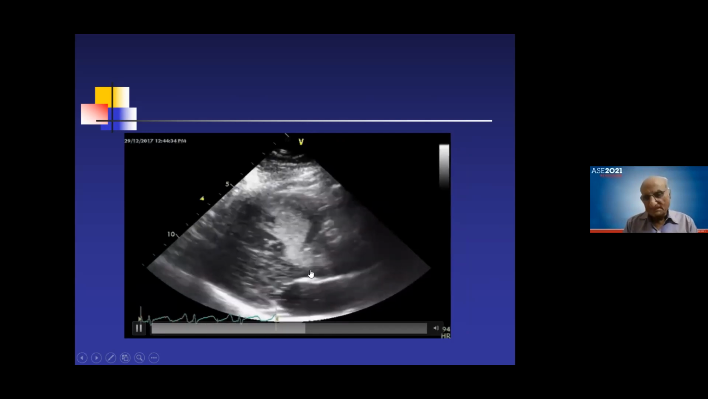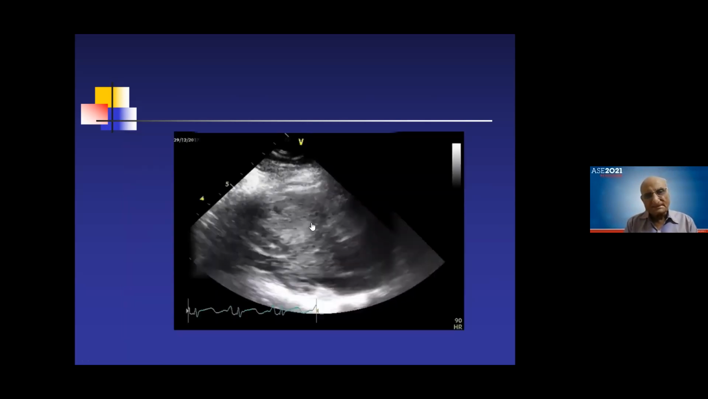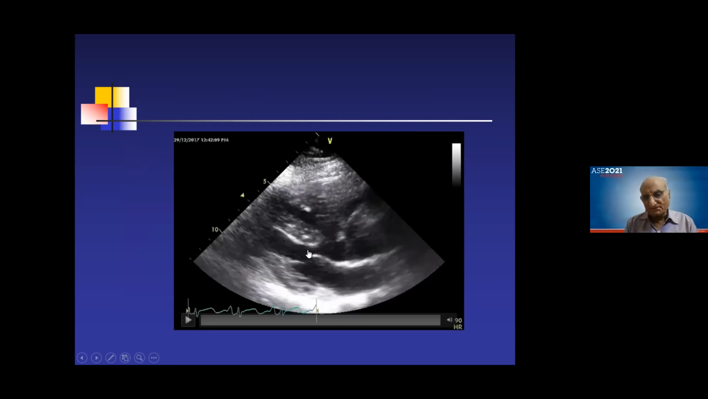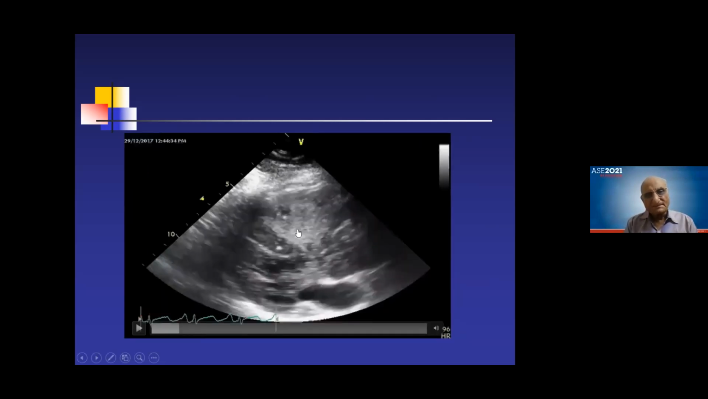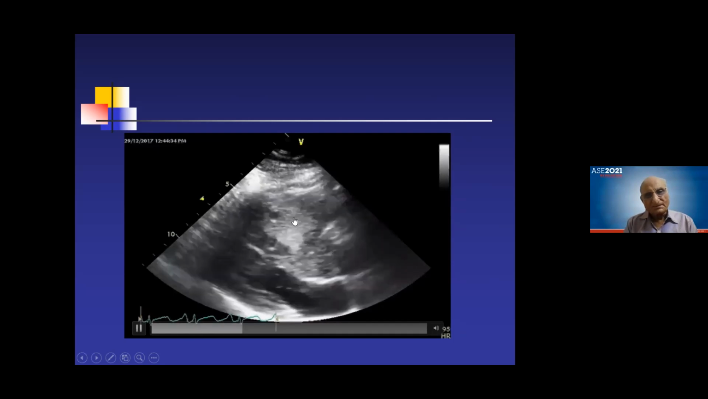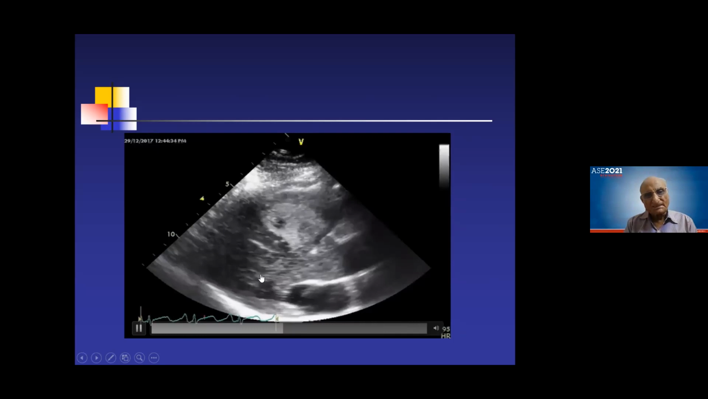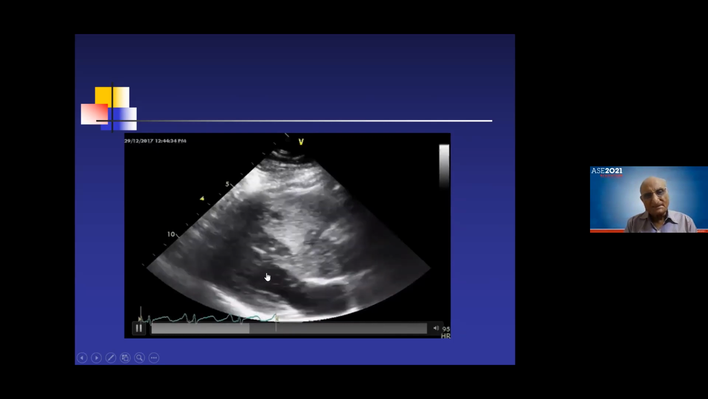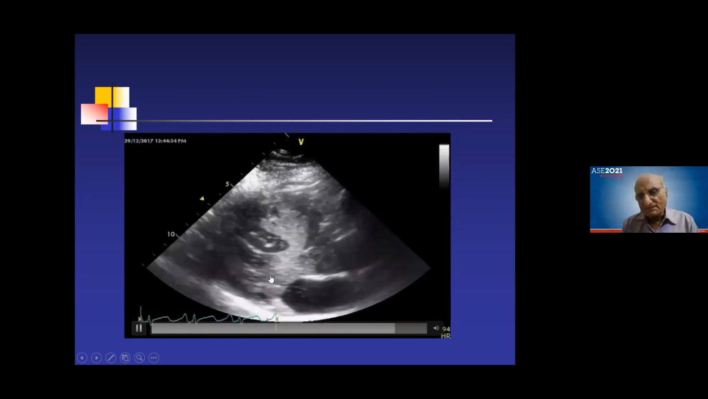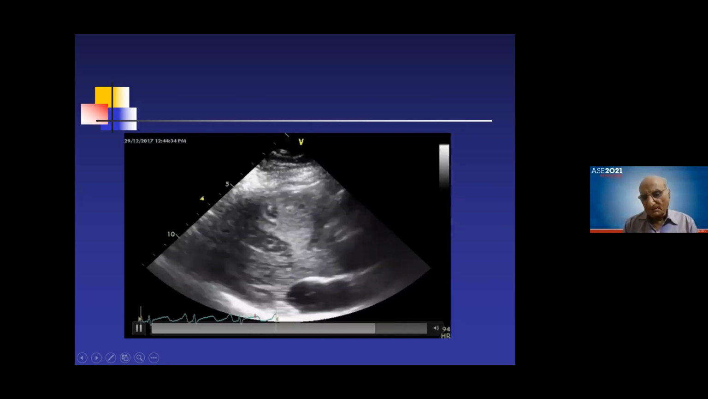And again, I'll show you, this is the right ventricle, this is the left ventricle, and here you see the glucose saline fills the right ventricle, and from there it goes to the left ventricle, indicative of a right to left shunt at the ventricular level.